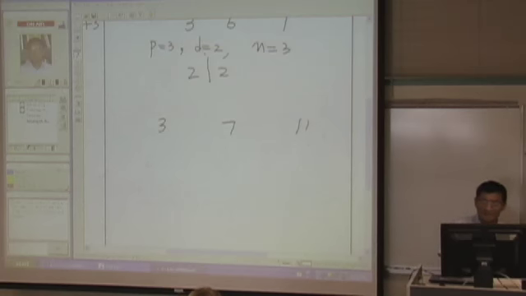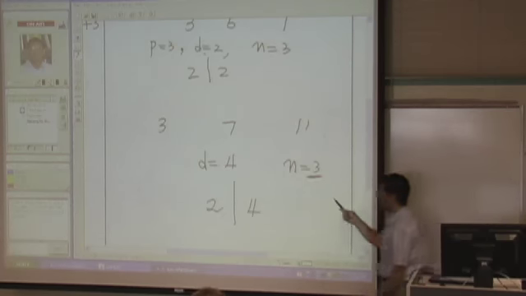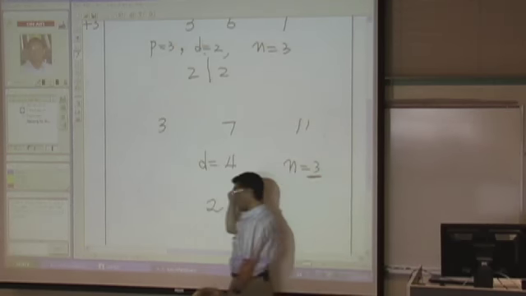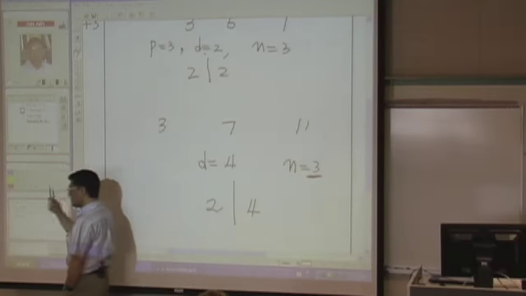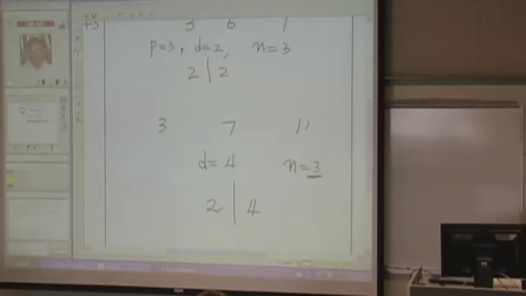Then, what is P? P is 3. D is what? 4. N is 3, right? Then this D, 4, is divided by the prime number smaller than this, that is 2, right? Every prime number smaller than n divides D, anything having bigger gaps.